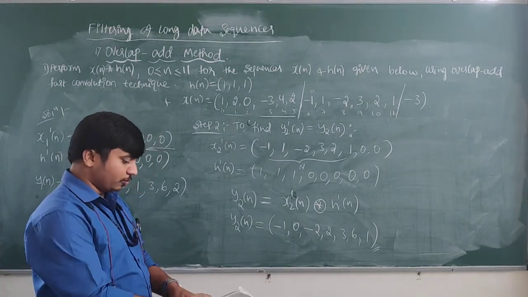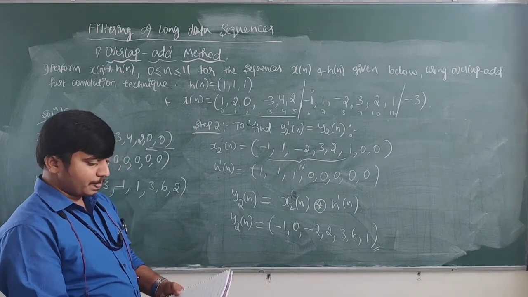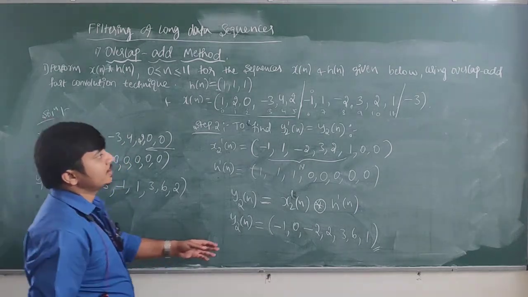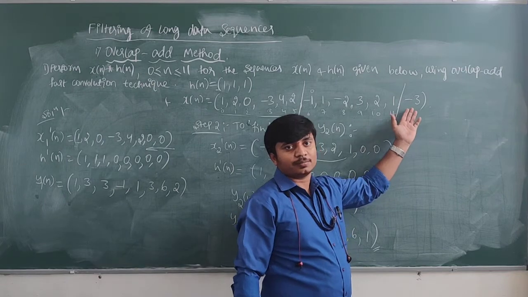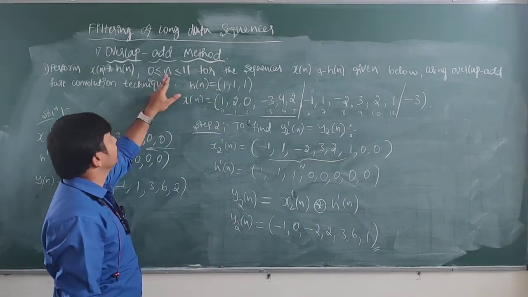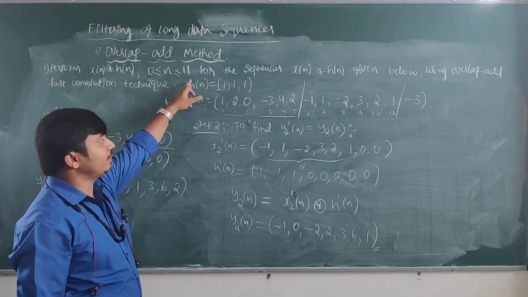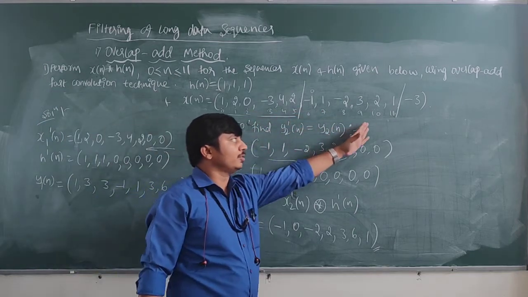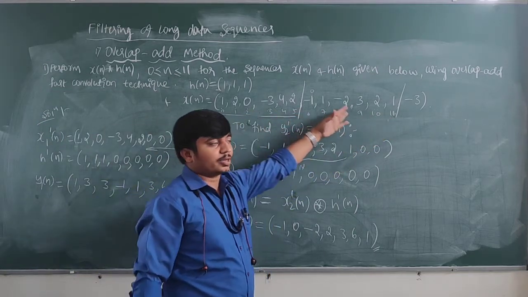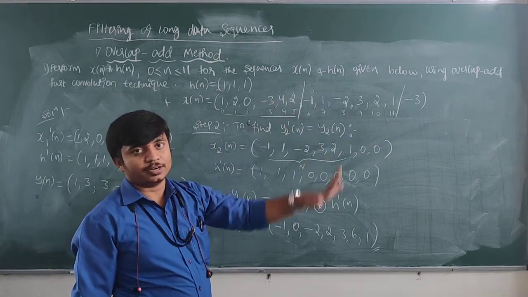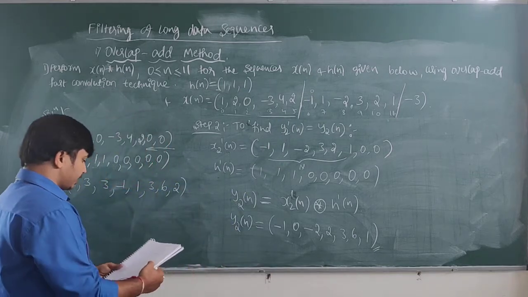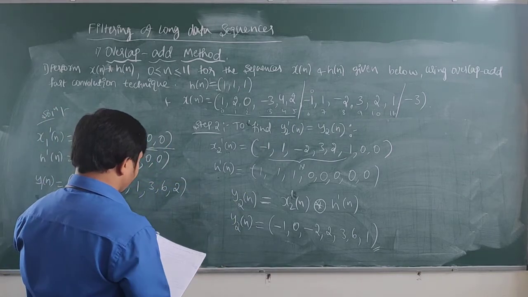Okay, so now what I need to do? The next sample, minus 3, I don't consider, because in the problem it has been mentioned that the range n varies from 0 to 11. So I have computed the convolution for 0 to 11. So that last sample I don't consider. Okay. So the next step is to find y of n.